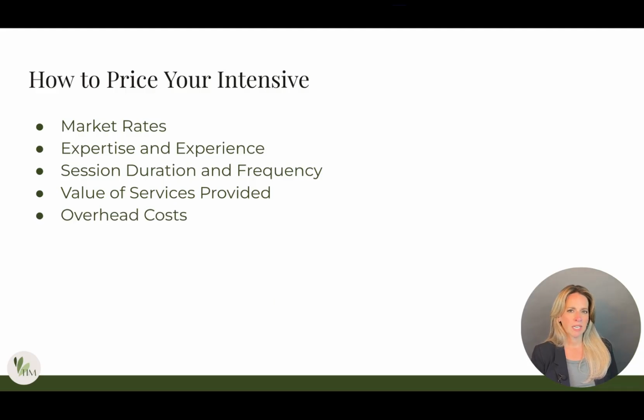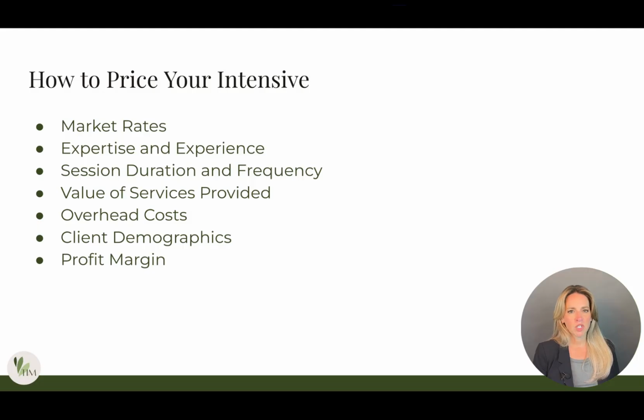Take into account any overhead costs associated with running an intensive therapy program. For many people, there is no additional cost, but if there is, you would want to consider things like rent, materials, administrative expenses, and marketing efforts. Consider the demographics and financial means of your target client base. Adjust your pricing accordingly to ensure it is accessible to your desired clientele while still reflecting the value of your services.